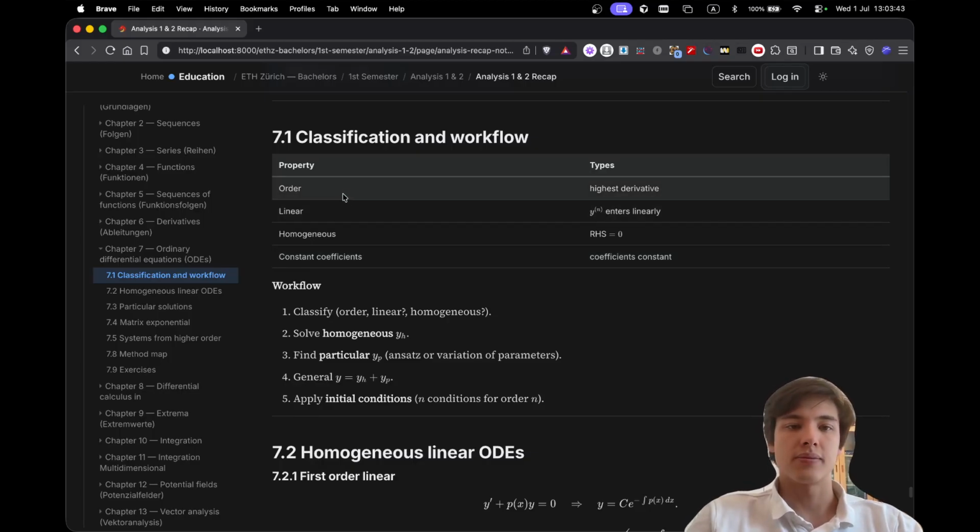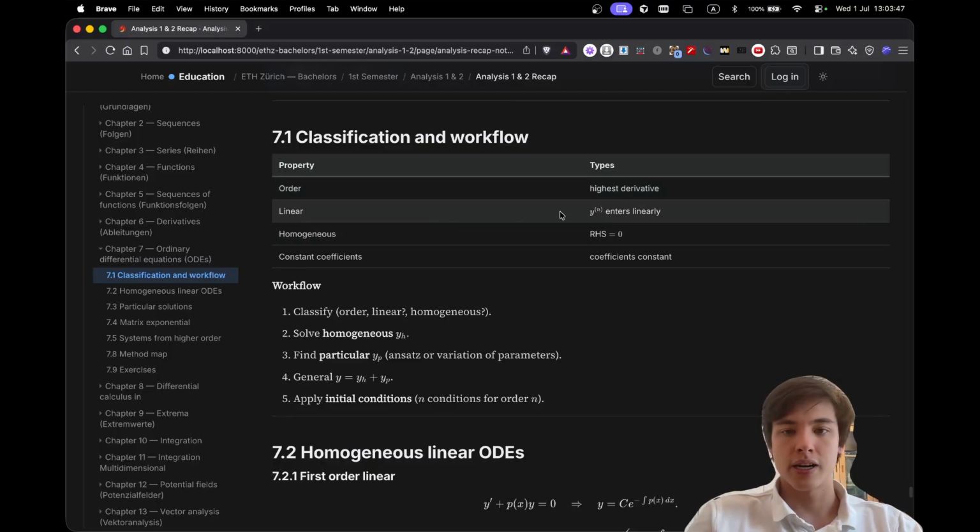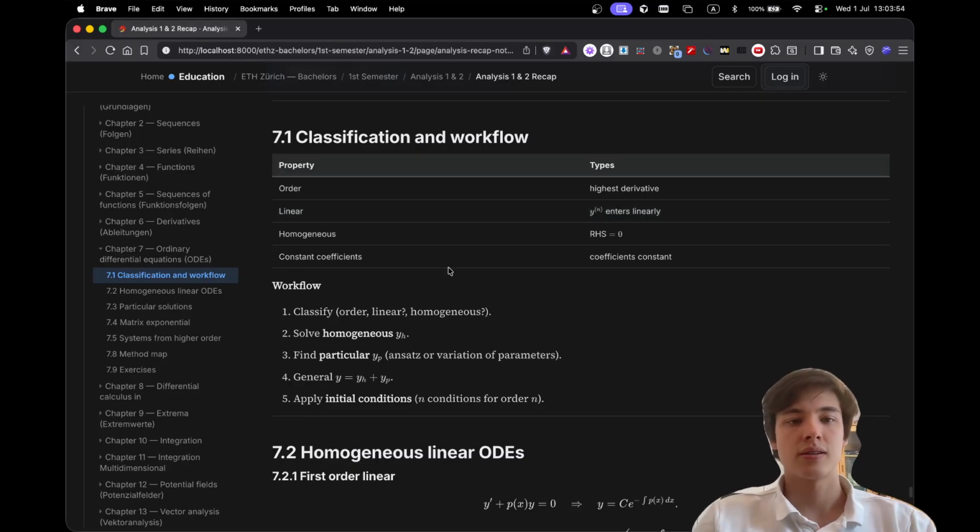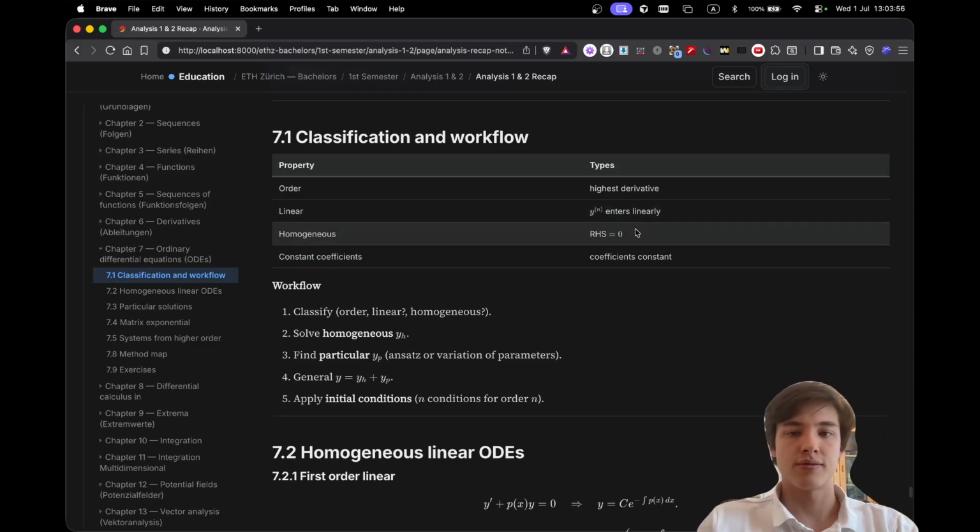So the order is the highest derivative. Linearity means the y's don't depend on other y's, so it's linear. Homogeneous is if the right-hand side is 0, but it could be non-homogeneous.